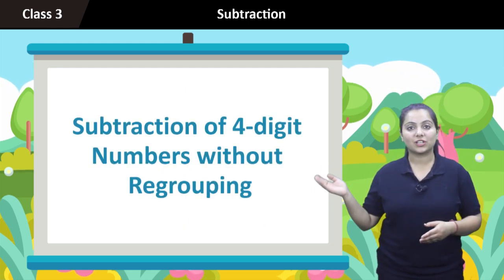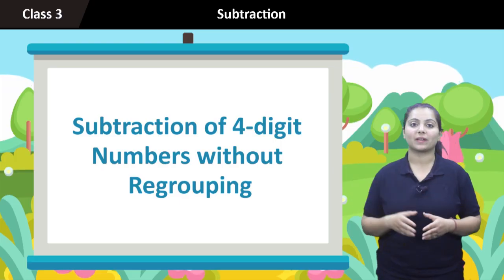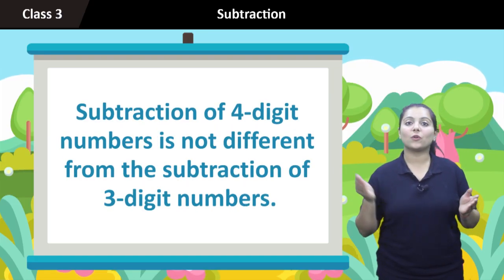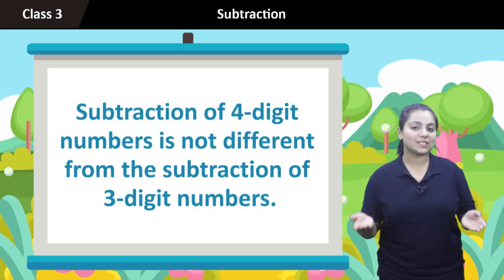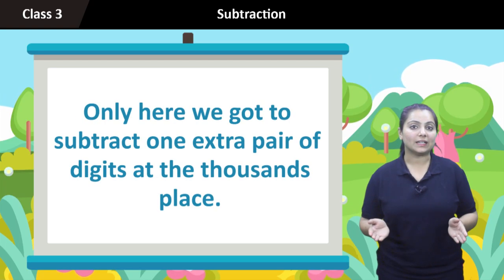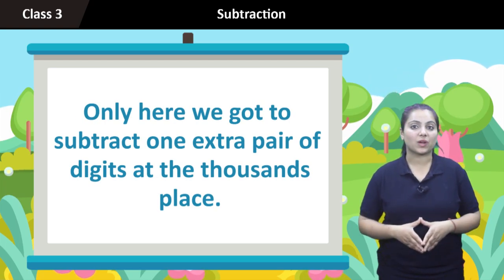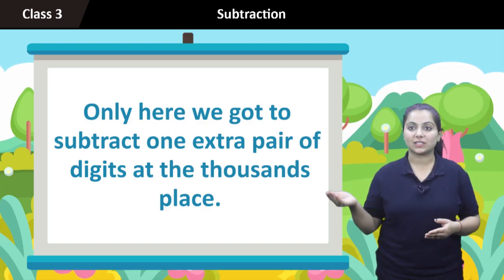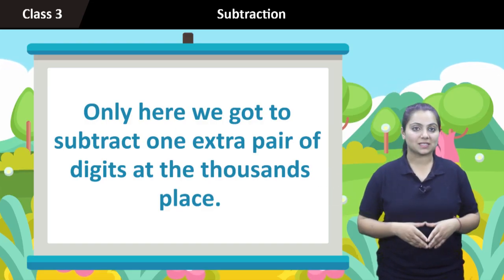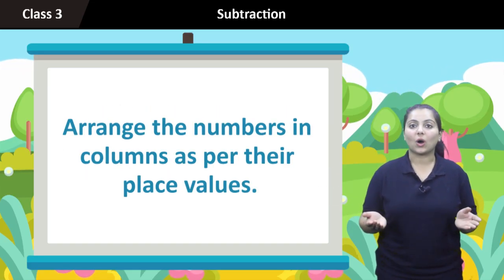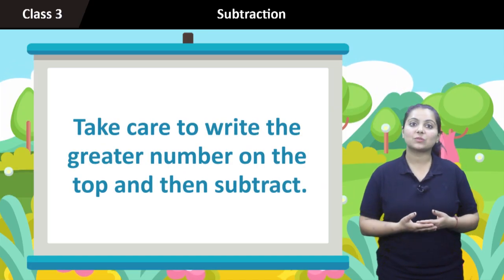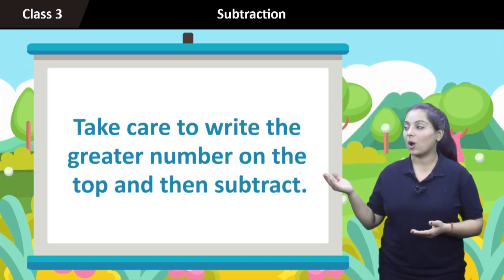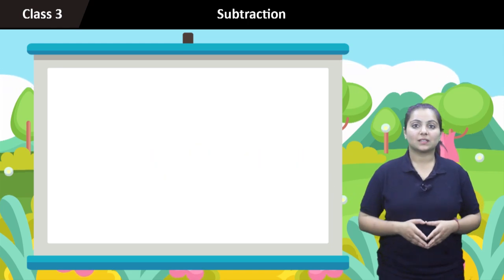Subtraction of 4-digit numbers without regrouping. Subtraction of 4-digit numbers is not different from the subtraction of 3-digit numbers. Only here we have to subtract one extra pair of digits at the thousands place. Arrange the numbers in columns as per their place values. Take care to write the greater number on the top and then subtract.